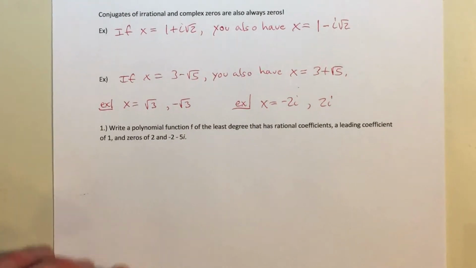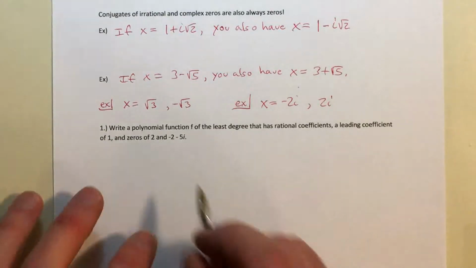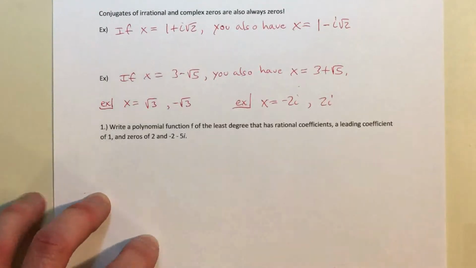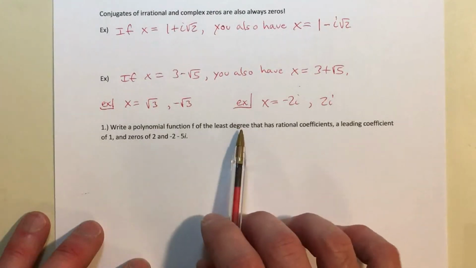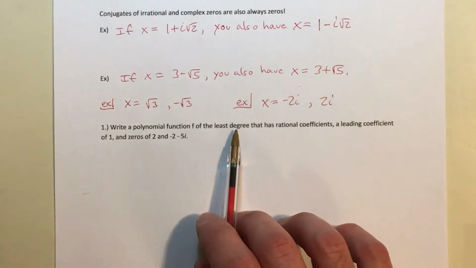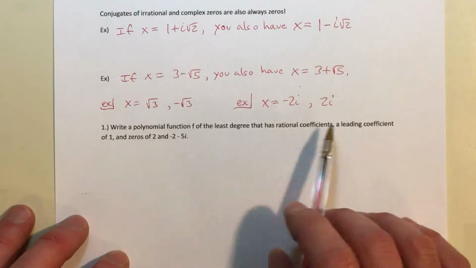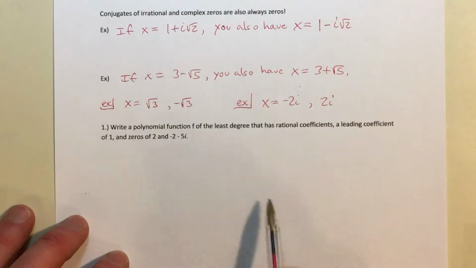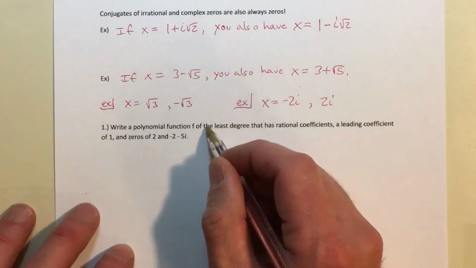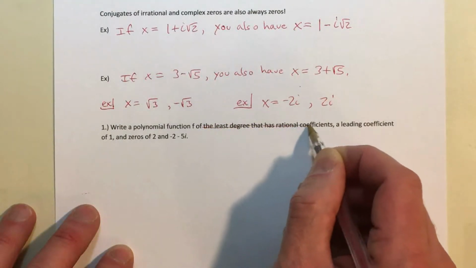Our example 1 says, write a polynomial function f of the least degree that has rational coefficients, a leading coefficient of 1, and zeros of 2 and negative 2 minus 5i. That is 1 zero right there. Okay. Now, the part about the least degree, that's what we're going to do automatically. We're not going to make this more complicated than what we need to. And it has rational coefficients. Again, that's something that is going to work out that way every time. It's nothing that we need to worry about. In other instances, in other classes, you may need to be a little more concerned with that, but not for this class.